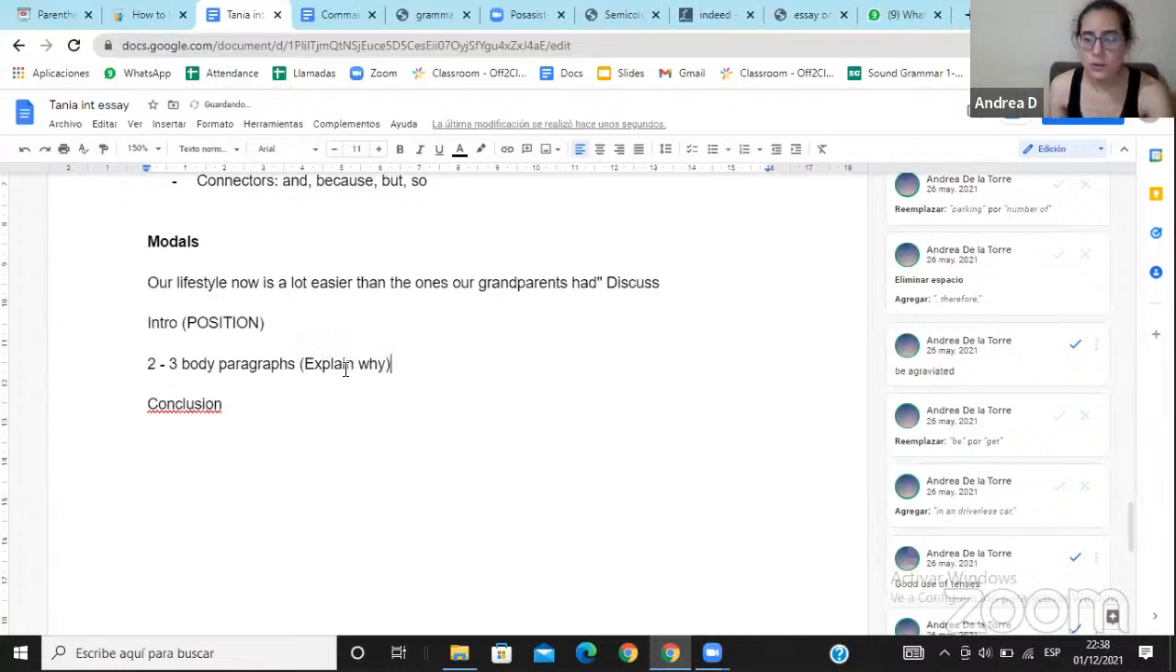The body paragraphs, this is when you explain why. So here you need to use some arguments, reasons that you have, ideas. So maybe you're saying it is easier. So you can tell me, so first, we have technology now. And you explain, right? And you can say our grandparents didn't have access to the internet that we do right now. And therefore, I don't know, the educational system is now more loaded with different tools that we can use. So you just explain your idea there. Then you can maybe add another idea.